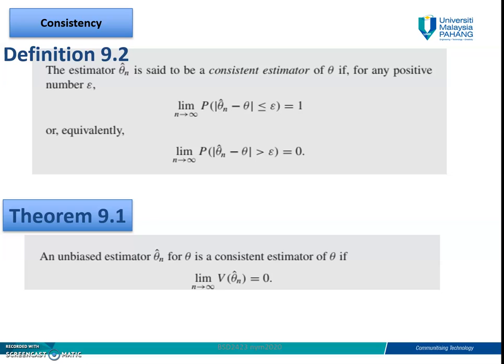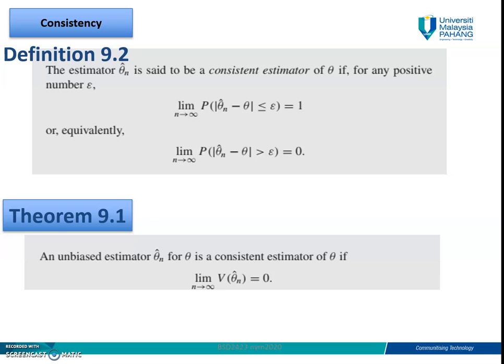So in this video, we continue with consistency, one of the important properties for our estimator. If you remember from the applied statistics course, consistency means we have a very small variance, or the estimator converges to a certain value.